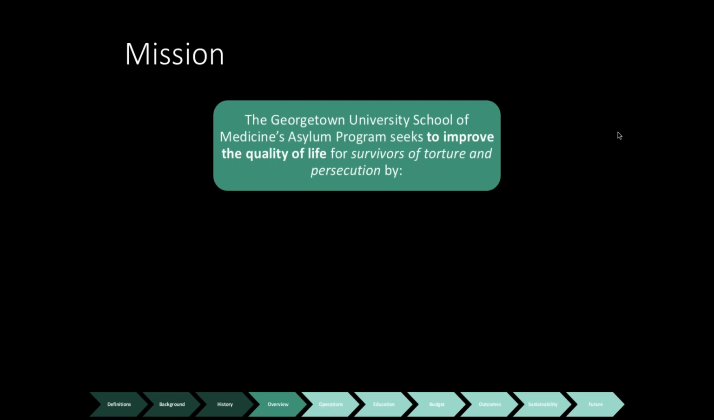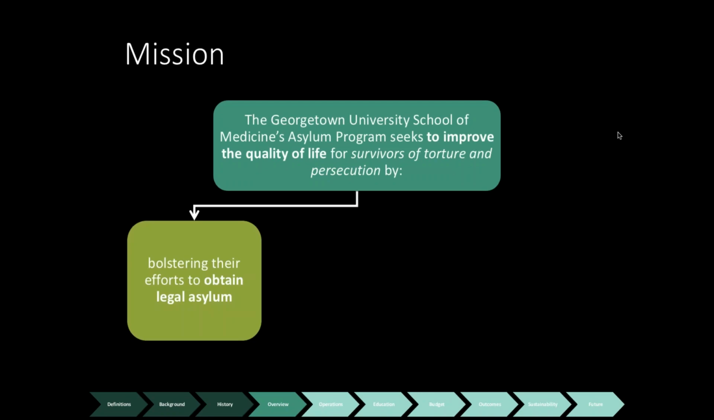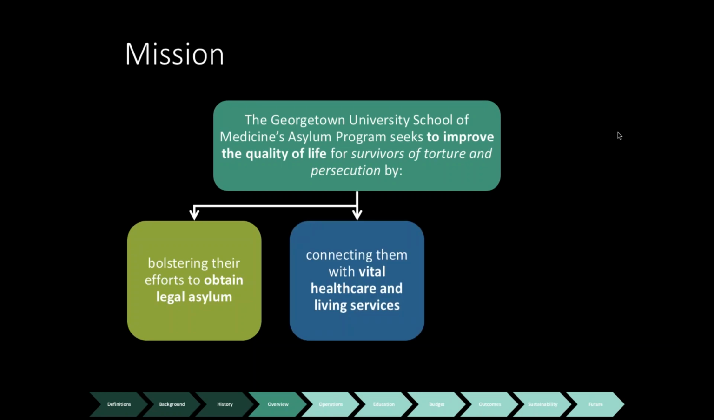So to talk a little bit about our mission, we knew that as we were starting up this program at Georgetown, we needed to have some driving force, a driving idea behind what we are and where we wanted to go. And so it really boils down to improving the quality of life for survivors of torture and persecution. And we aim to do this in three main ways. The first, as we've already been alluding to, is bolstering asylum seekers' efforts to obtain legal asylum in the United States, which we do through the medical legal affidavits that we'll cover shortly.